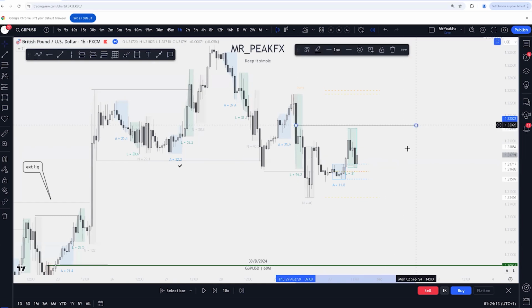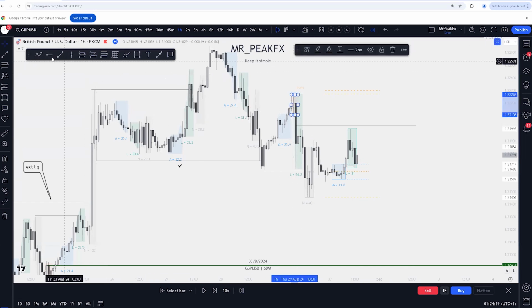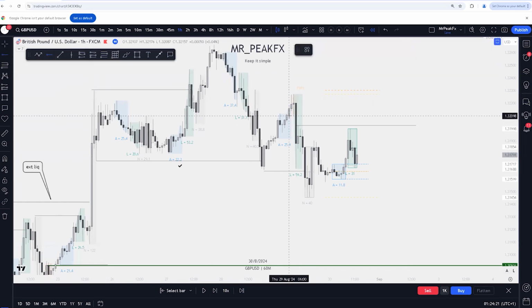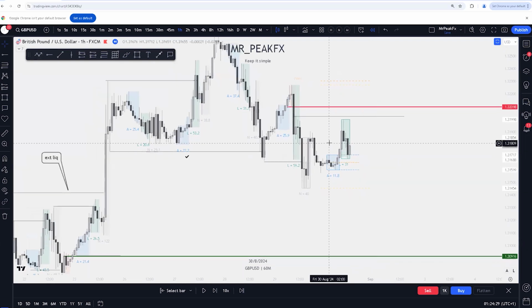So I was interested that if price comes to this area, this other block up here, I actually want to sell. Let me make it red, so I'll know that that is for sell, and the green areas are for buy. So this is a very nice POI.